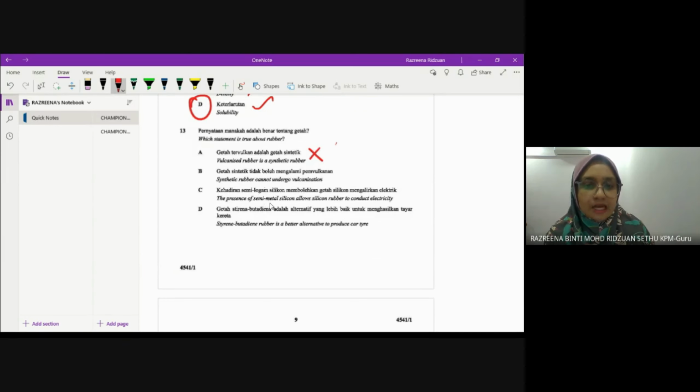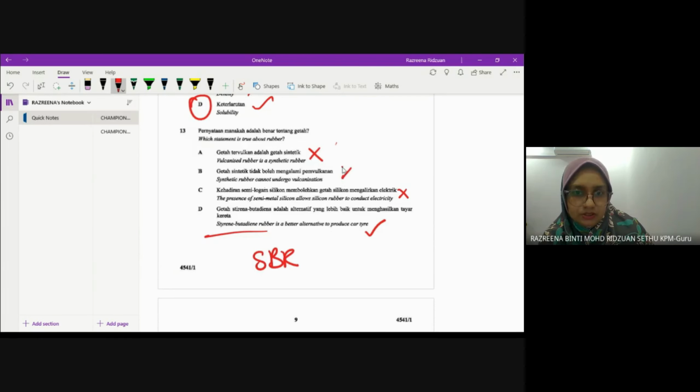The presence of semi-metal silicon allows silicon rubber to conduct electricity. Is that true? Do you think rubber is able to conduct electricity? No. Okay, next. Styrene butadiene rubber is a better alternative to produce car tire. This is definitely correct because all car tires are made of SBR, which is styrene butadiene. So you can be very sure that B is wrong, because synthetic rubber can undergo vulcanization. So answer is D.